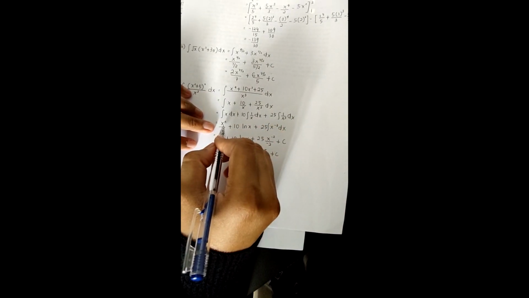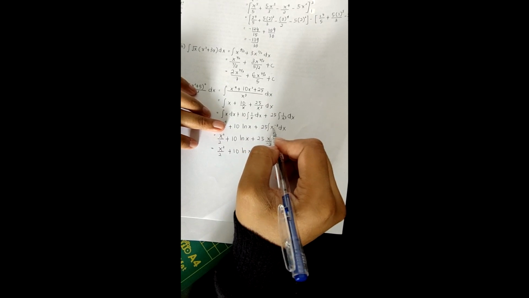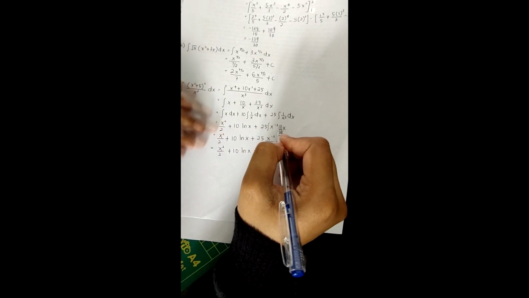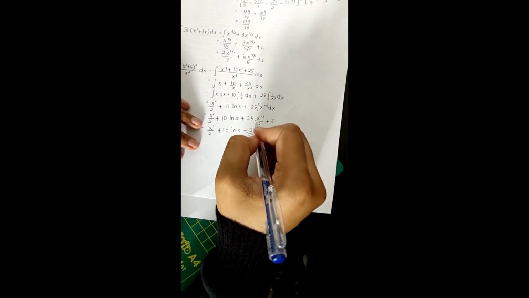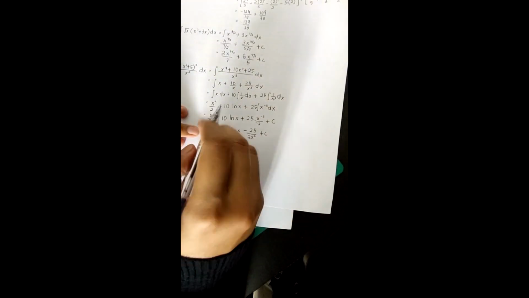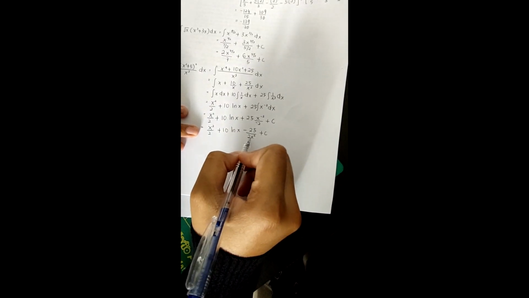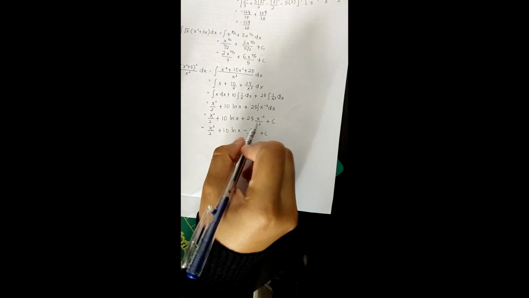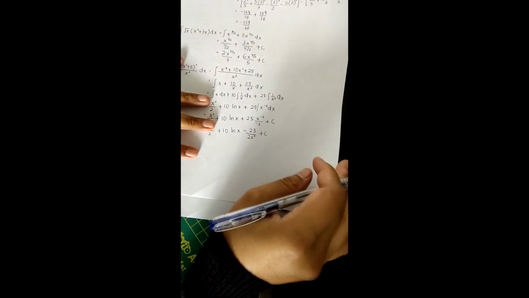So x tadi integrate dapat x square over 2 plus 10 1 over x tadi dapat 10 ln x plus 25. Yang ni saya just bawa naik atas. So x power of negative 3. So akan dapat 25x power of negative 2 over negative 2 plus c. So simplify. Jawapan last, make sure paling simplify lah. So x square over 2 plus 10 ln x minus 25 over 2x square plus c. Okay, sebab apa negatif kat sini? So that's why kat sini ada negatif. Okay, so awak boleh tengok lah one by one. Okay, sebab yang ni paling simple lah. Just integrate je.